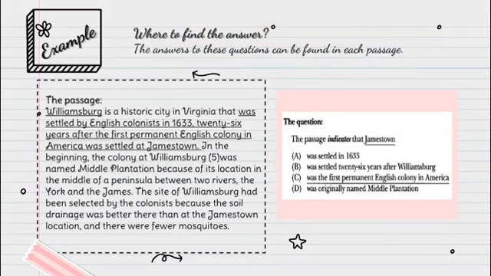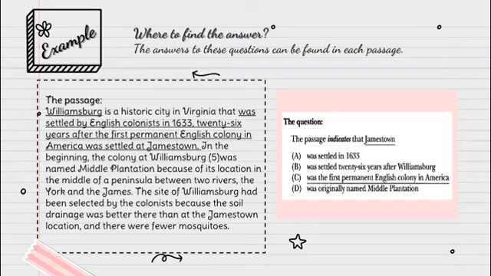Look at the example and read the passage. Williamsburg is a historic city in Virginia that was settled by English colonists in 1633, 26 years after the first permanent English colony in America was settled at Jamestown. In the beginning, the colony at Williamsburg was named Middle Plantation because of its location in the middle of a peninsula between two rivers, the York and the James. The site of Williamsburg had been selected by the colonists because the soil drainage was better there than at the Jamestown location, and there were fewer mosquitoes.